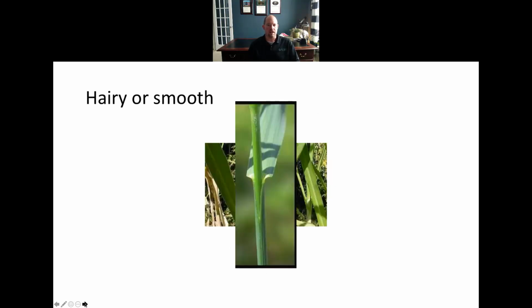So the sheath region can be hairy, or it can be smooth. Sometimes there are little hairs that come off of it. Sometimes there's a fine velvety hair to it, or sometimes they're just very smooth. But again, when we look at phenotype and we look at morphology and then relate it back to the taxonomic identification, we can use this as an identifying characteristic between different species of grass.